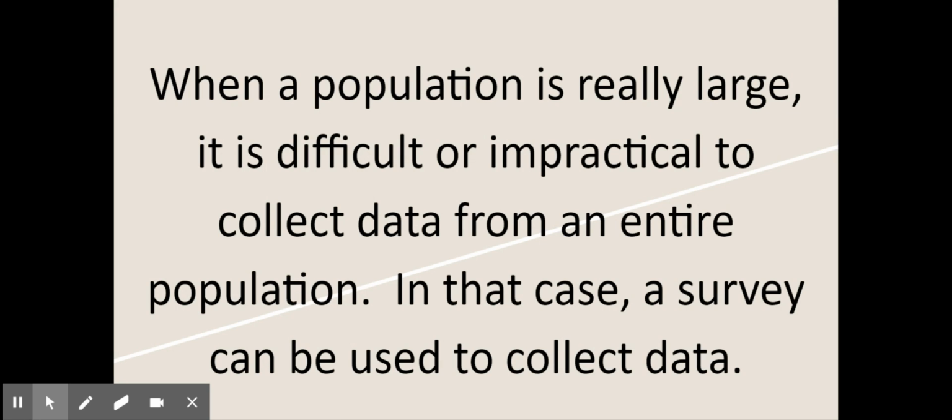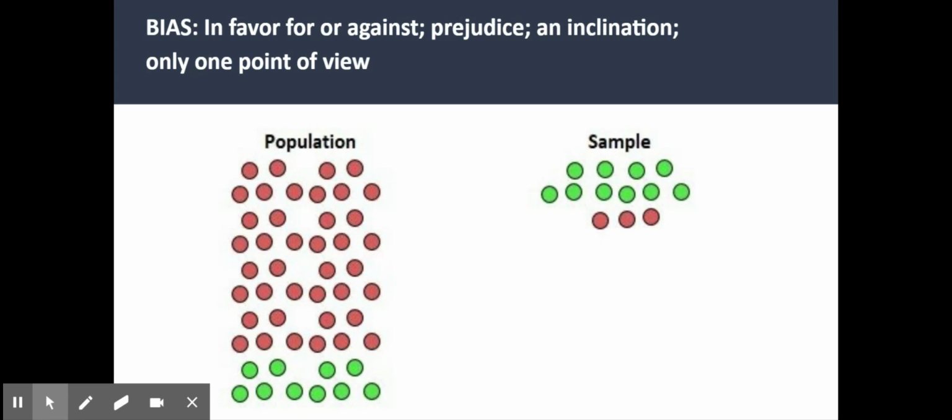Now, when a population is really large, it's difficult or impractical to collect data from an entire population. In that case, a survey can be used to collect data. When we collect that survey, we have to be very careful of bias. Bias is in favor of, or against, prejudice, an inclination towards, or only one point of view.